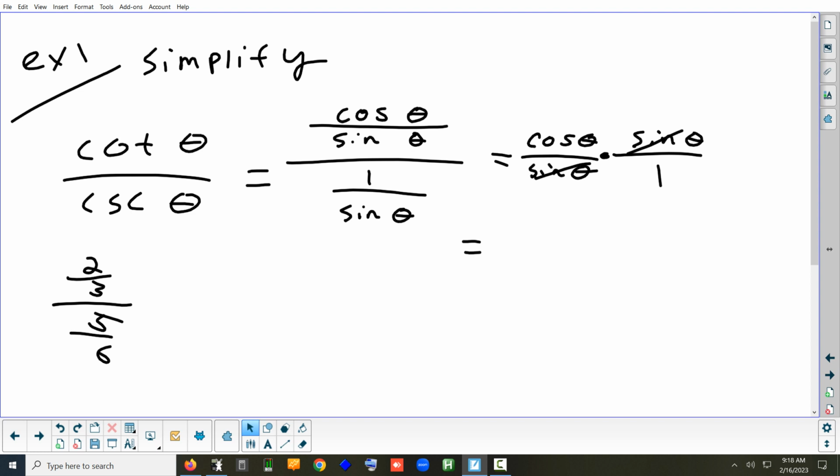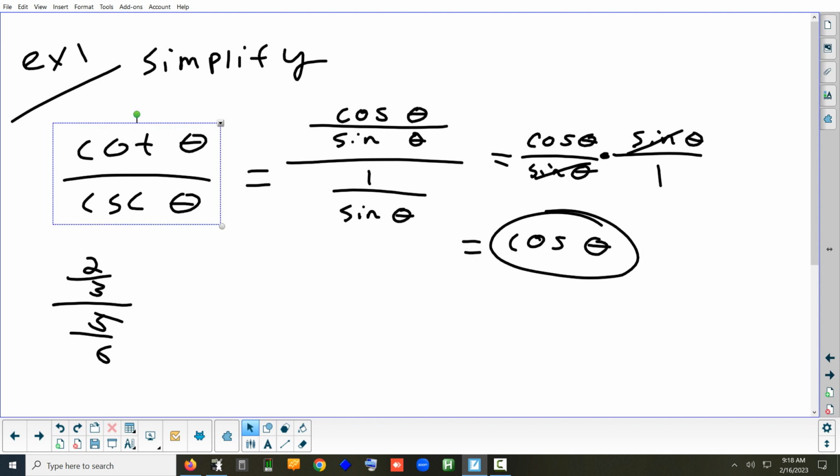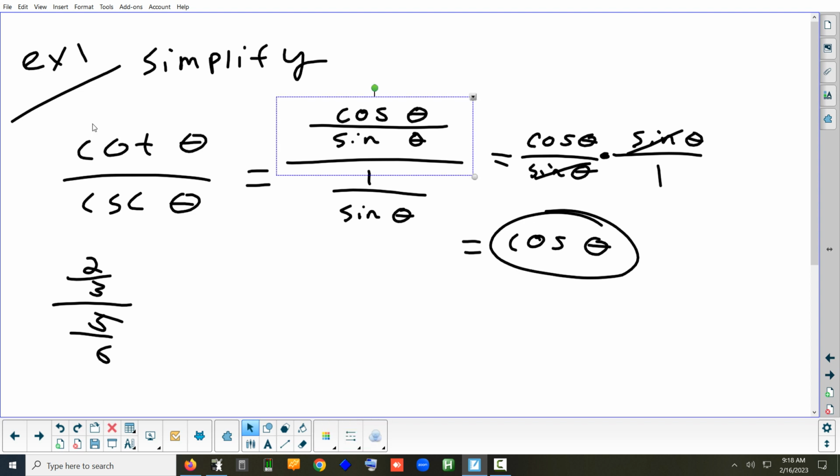Cosine over 1? Yeah, just cosine over 1, which really, you just say cosine. So this is exactly the same as this. And this is a much simpler thing to deal with if we had to do another step. It's a single trig function, and there's no division or multiplication. It's much simpler. Where exactly is the cosine over sine fraction? That's the identity from the page we were just on. So if you look in that table, that's a formula in that table.